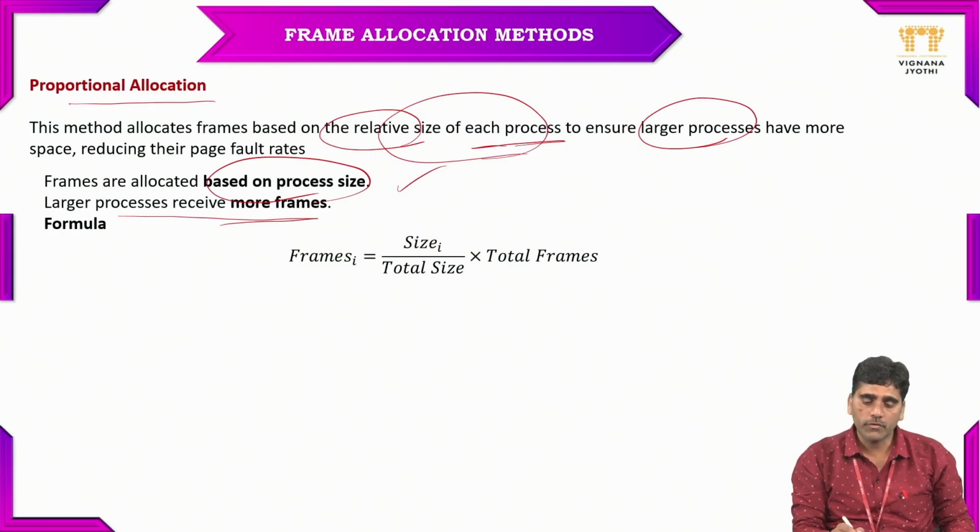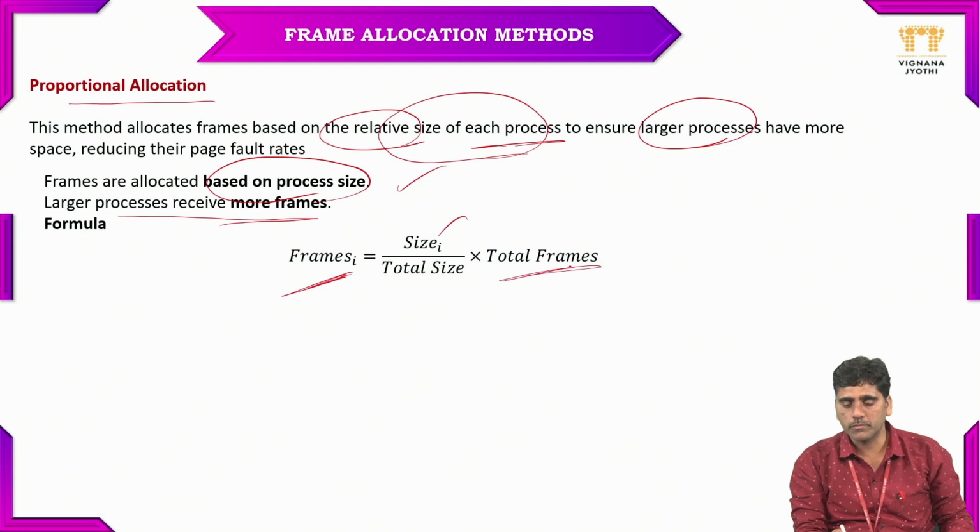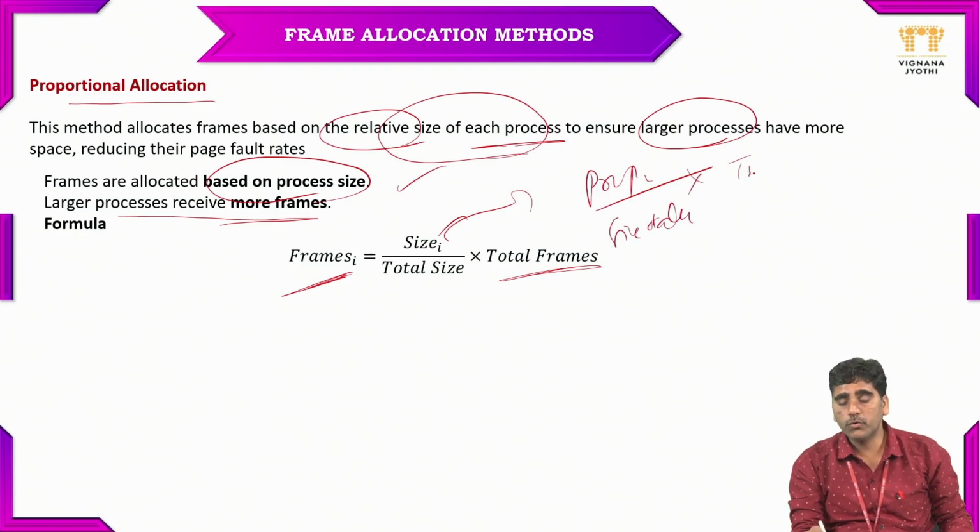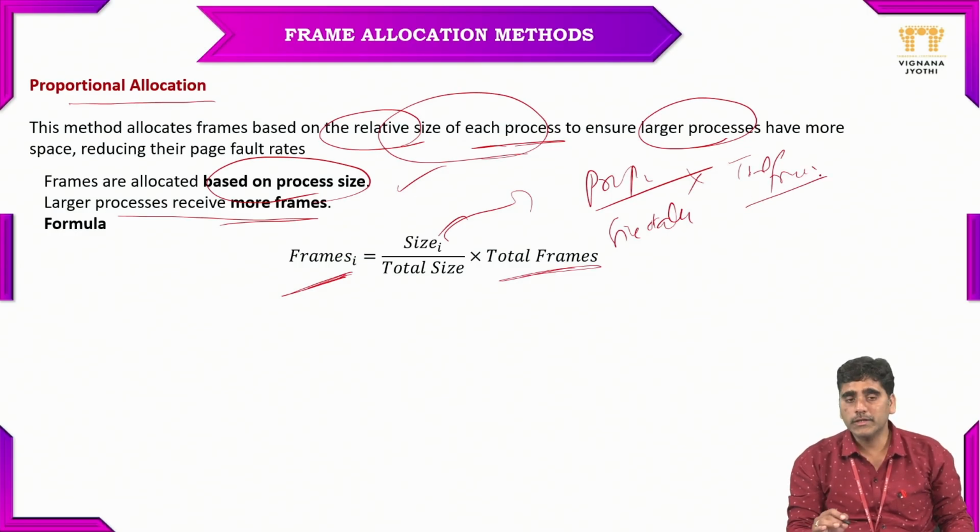So here the formula is what? To calculate the frames for each process based on the process size, frames equals the size of the process divided by the total size, multiplied by the total frames. Here, the size of the process P1 divided by the total size of all the processes, into the total number of frames. So this entire proportional allocation depends upon the process size.